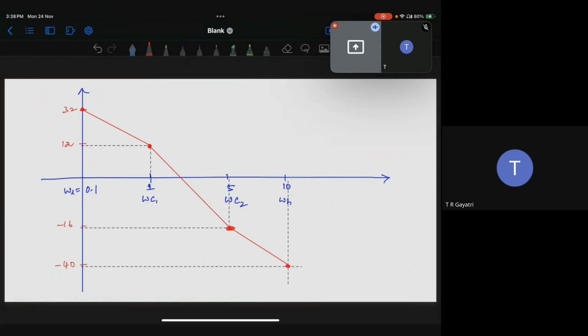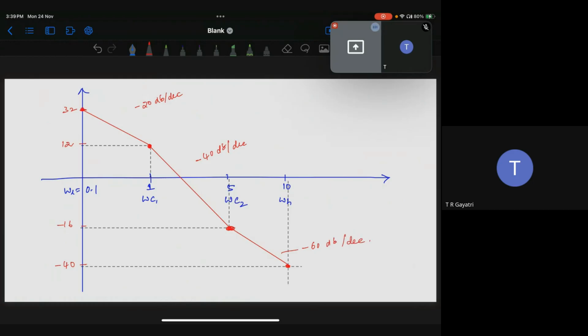So if you connect them now, these are the values. This will be minus 20 dB per decade. This one will be minus 40 dB per decade, the slope. Then this will be minus 60 dB per decade.